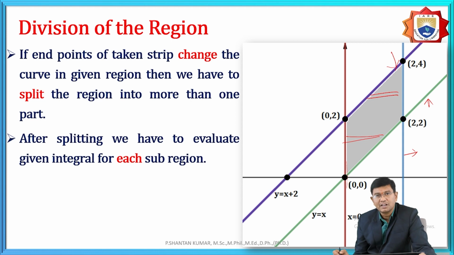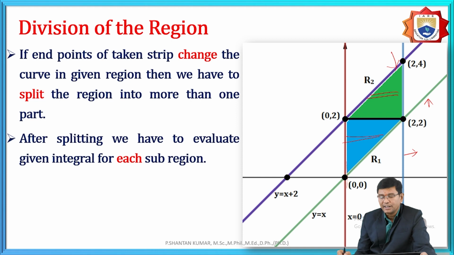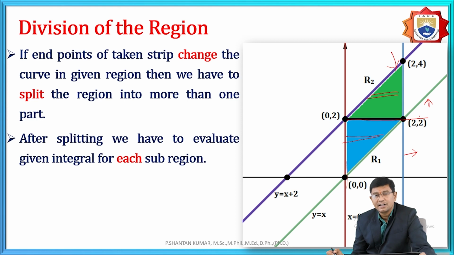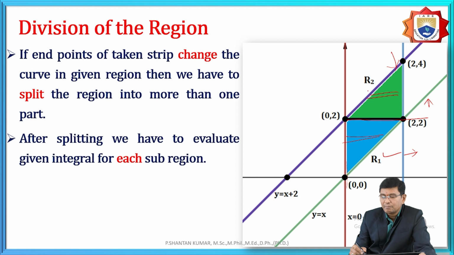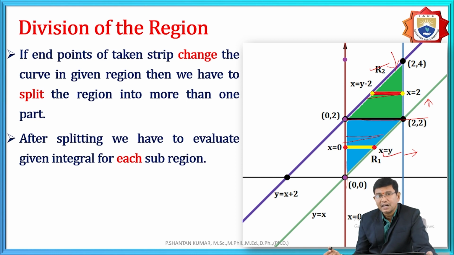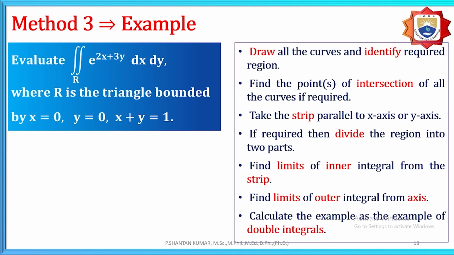Based upon this, we need to draw inside the curve a line dividing it into two parts. One is the lower part, that is R1, and the upper part is R2. After finding each individually, we need to add R1 and R2, and then find the solution.